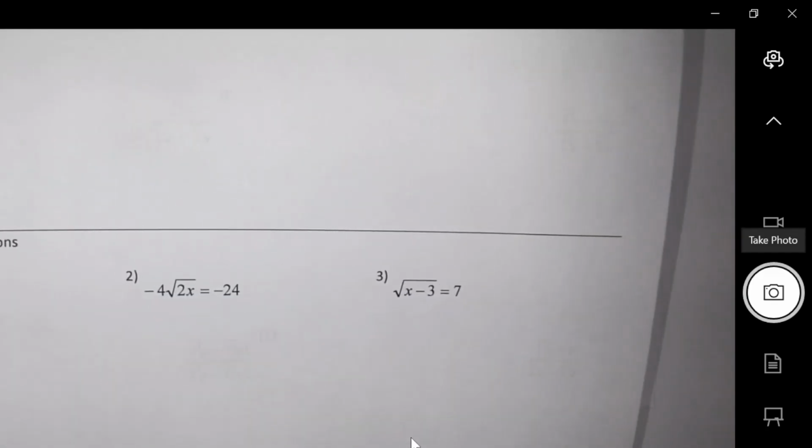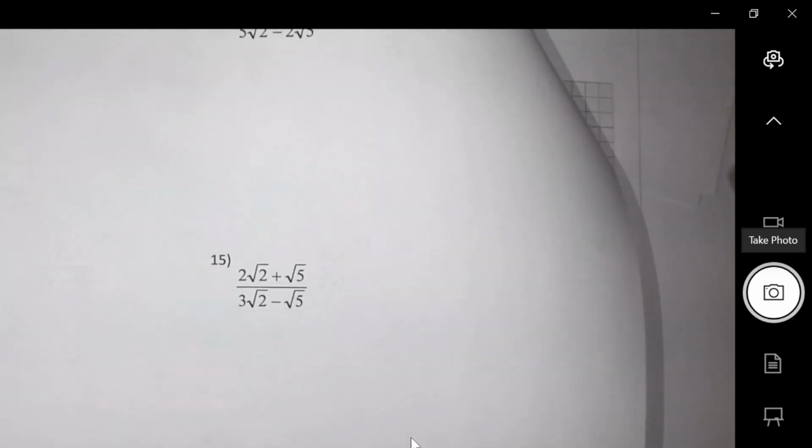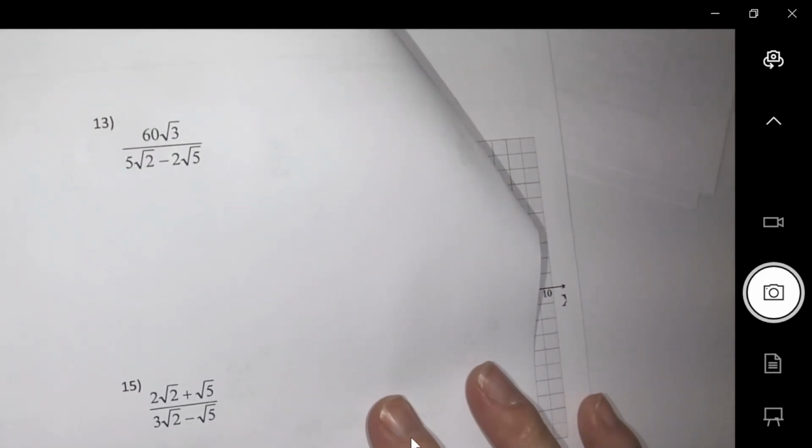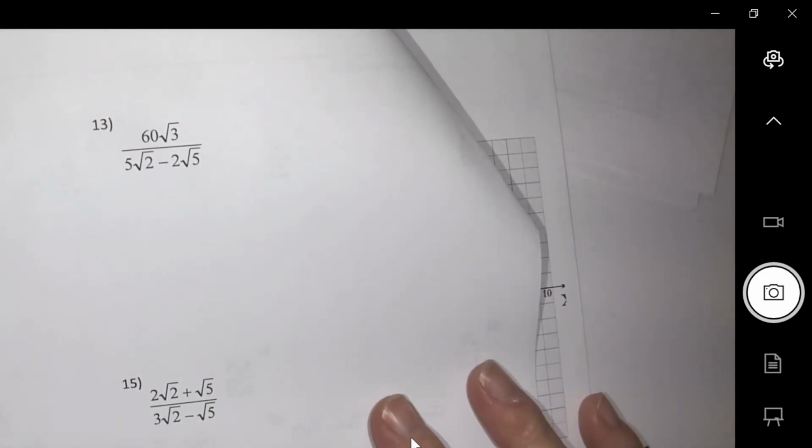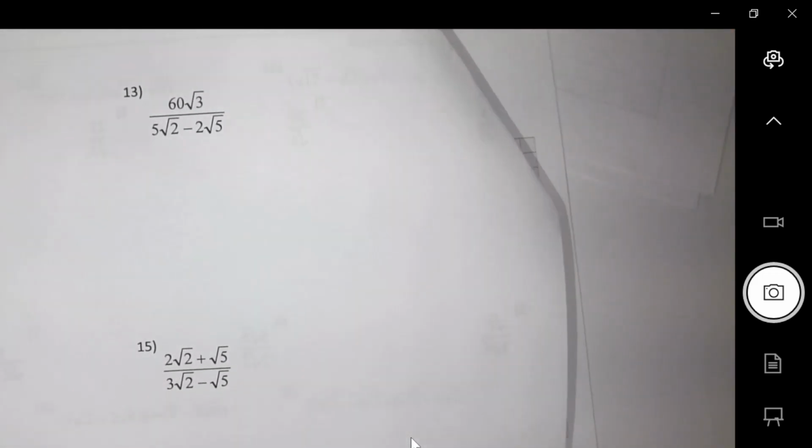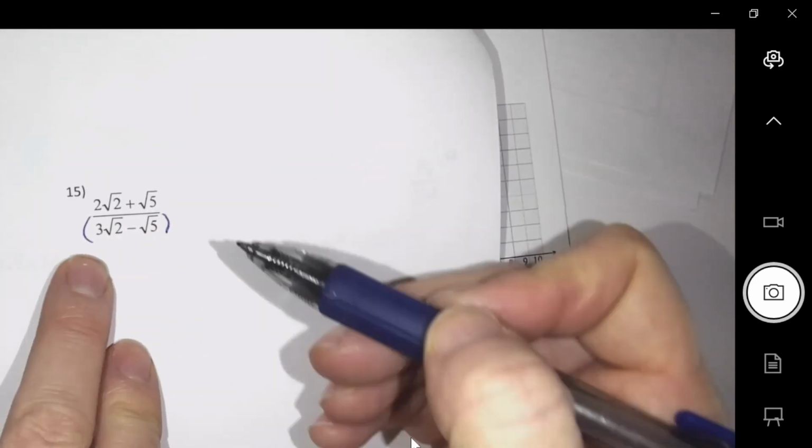All right, page 6. I'm going to do number 15 with you. So this was yesterday's stuff. You were not supposed to finish it, so this is what you're finishing up today. So remember that we wanted to rationalize by getting no radicals in the bottom. So we're going to take a look at the bottom. We don't want any radicals in there.